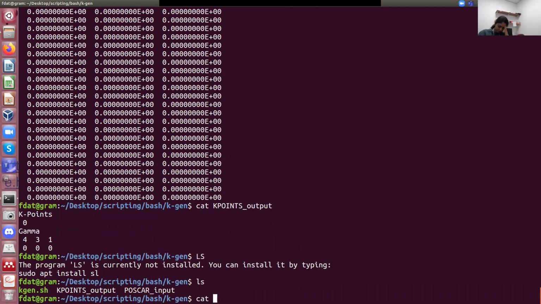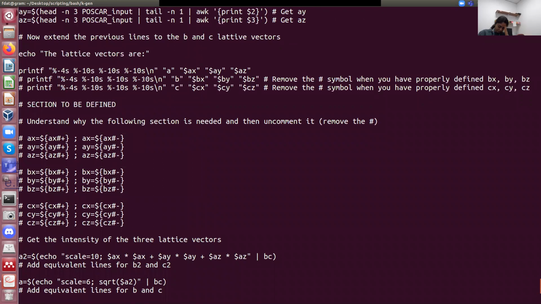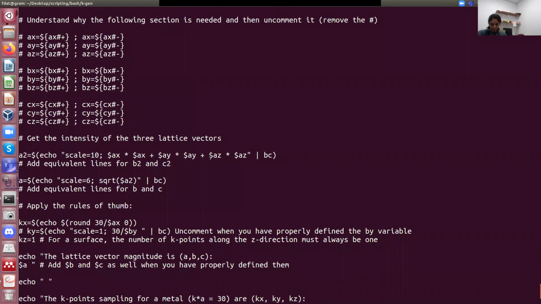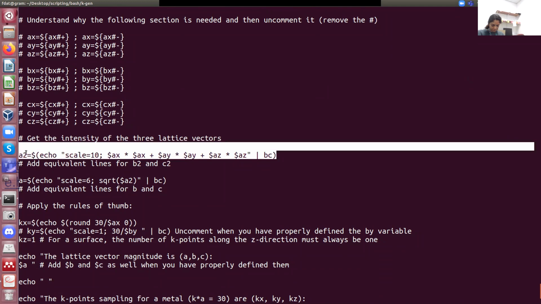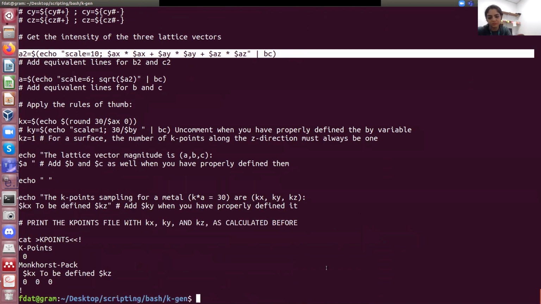The script again is more or less done because, again, it's commented. Many parts are already there. The point is that they are just defined for some of the variables. So for instance, here I just get the intensity of the 3 lattice vectors, but I just get the intensity of A. I don't get the intensity of B and C. So you will need to copy the same line and also understand what you need to change there. Okay. And then the output.